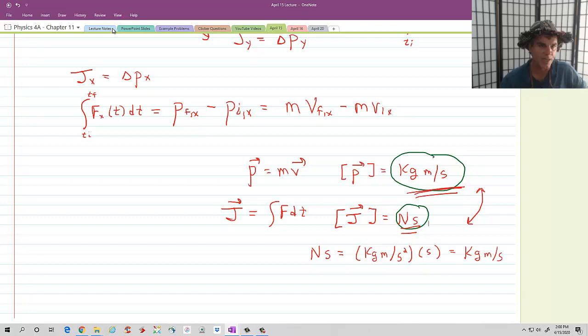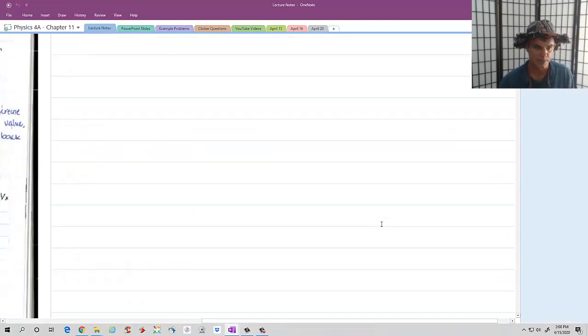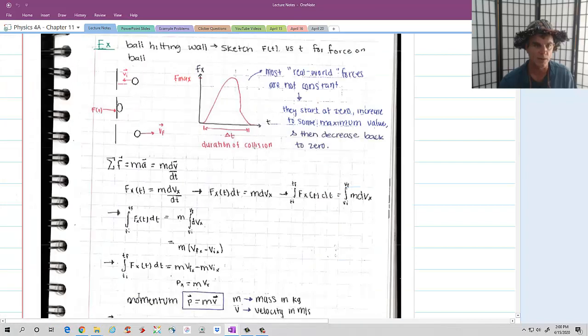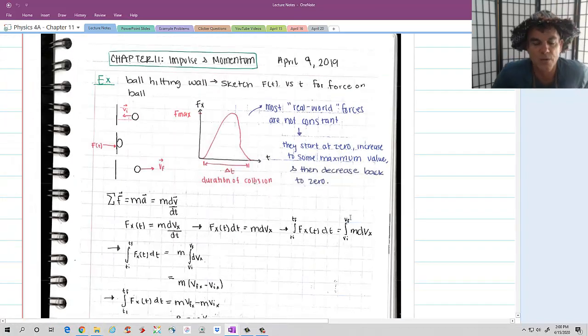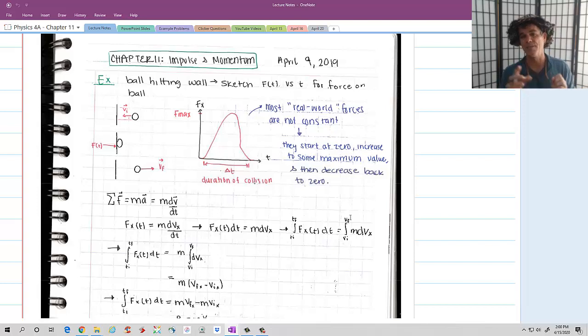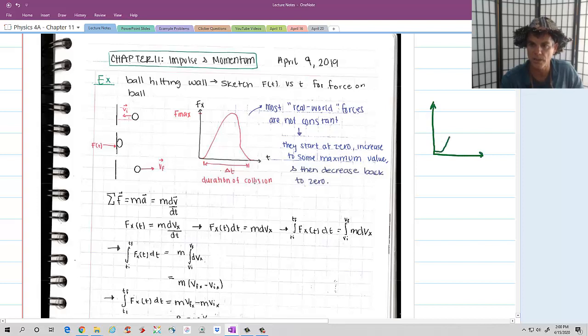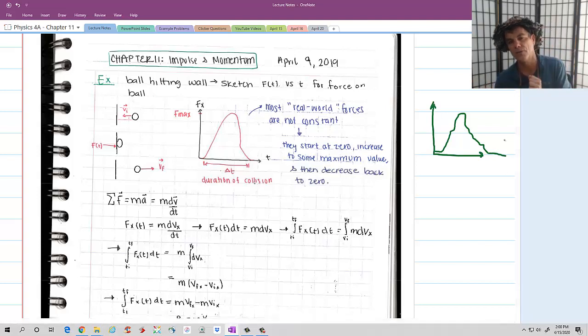Okay, so let me just go to my lecture notes that I gave last year and do a quick little recap of everything I just touched on. So, forces in general are not constant. They change as a function of time. Most real-world forces are not constant. They vary. And if I were to look at the force versus time for, say, a collision, what I would see is, like I was showing you before, the force starts at 0, increases to some maximum value, and then decreases to 0. If I want to know what is the overall effect of this force, that's when we're going to start using the impulse momentum theorem.